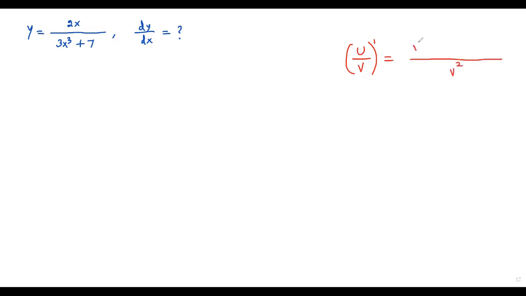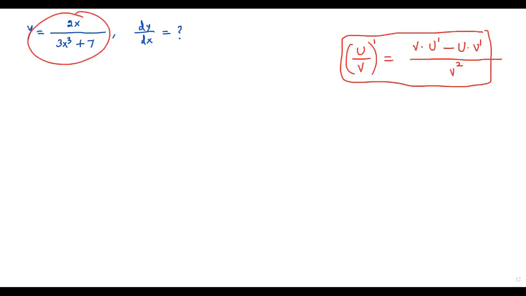The same v should be taken over here, and get the derivative of u, that is u prime. Now take a negative sign and take u, the numerator, as it is, and now get the derivative of v, that is v prime. So this is the quotient rule to get the derivative of a function where we have variable in both numerator and denominator. I'm going to use this quotient rule in our function to get the derivative.